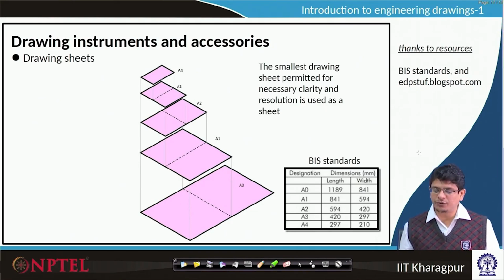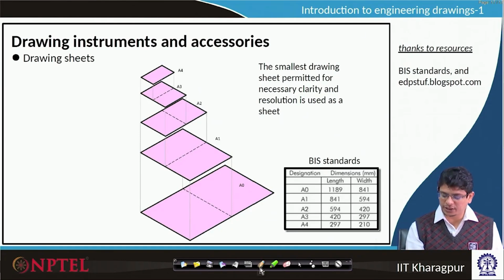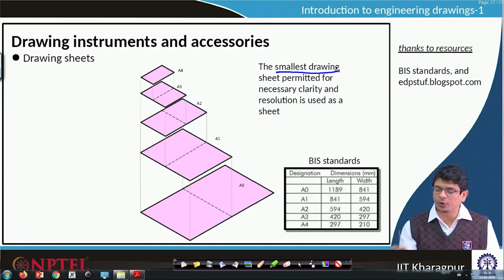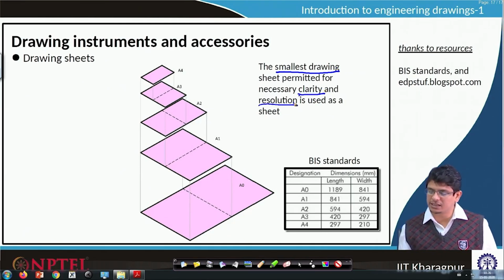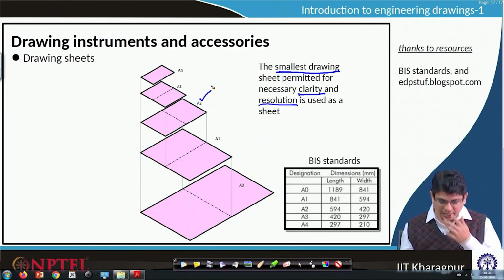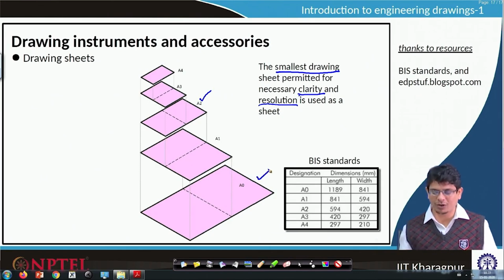What is the best drawing sheet one should use? One has to use the smallest drawing sheet which can give complete clarity about the drawing and resolution. That is the best drawing sheet to use. If the object is small and a small number of elements are involved, it is okay to use an A2 sheet. If the object is very large and has many components, and you would like to give detailed expressions and details, then A0 is required.